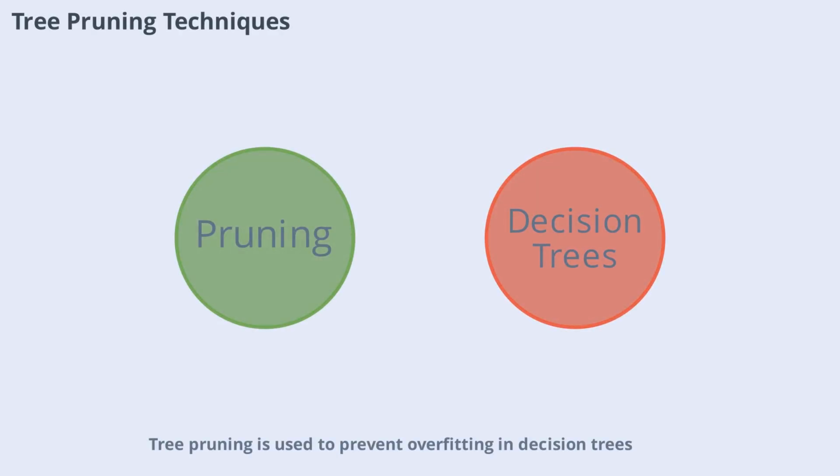Tree pruning is used to prevent overfitting in decision trees. Pruning removes branches that have little predictive power, simplifying the model and improving its ability to generalize to new data. Common pruning techniques include setting a maximum tree depth or minimum samples per leaf.